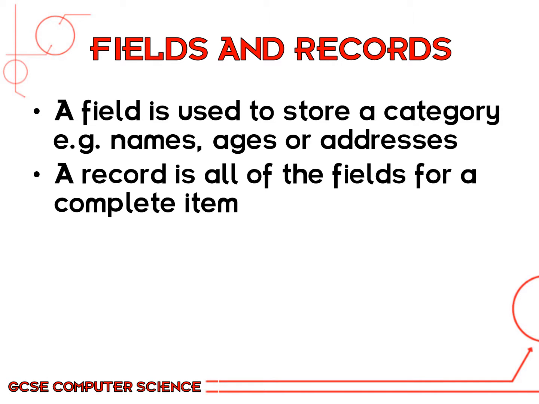Fields and records. A field is used to store a category of information such as a name, age or address, and a record is all of the fields for one complete item.